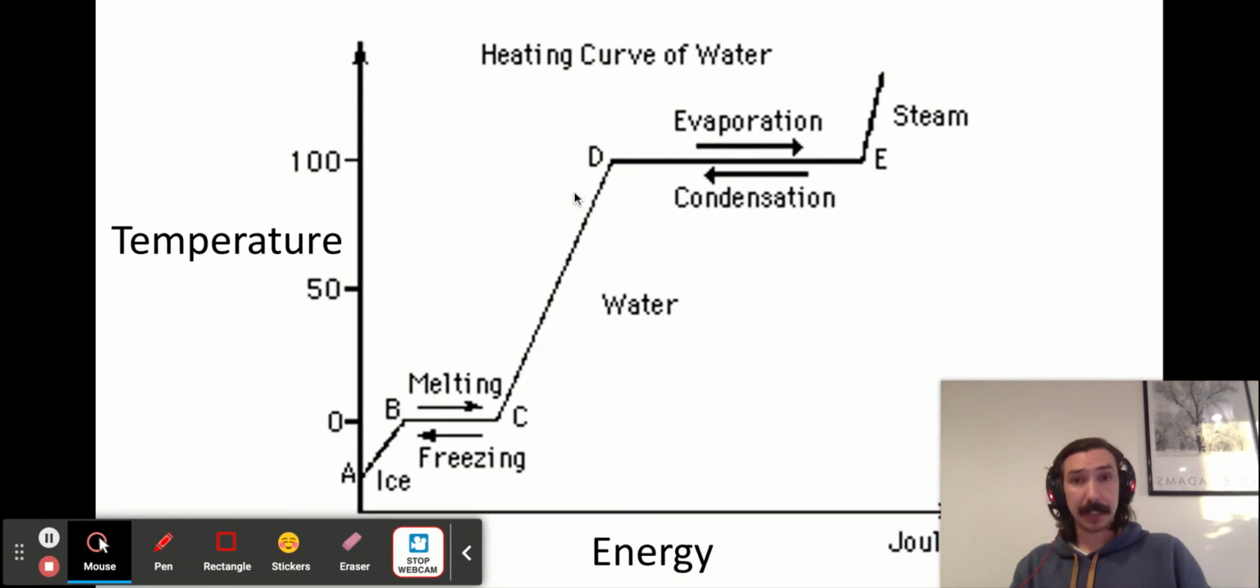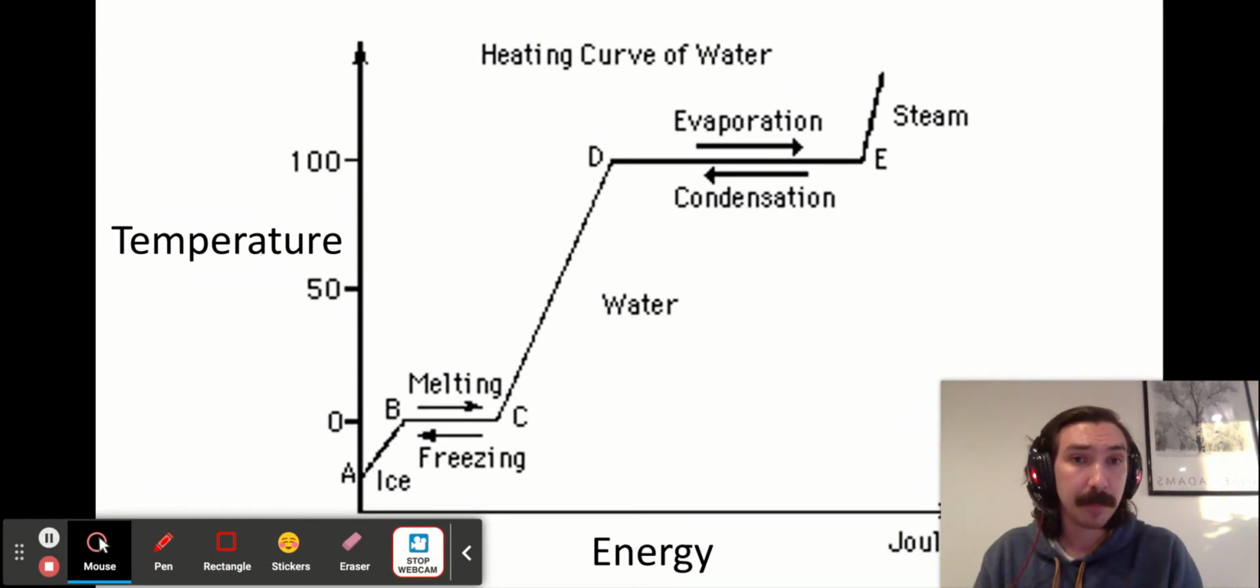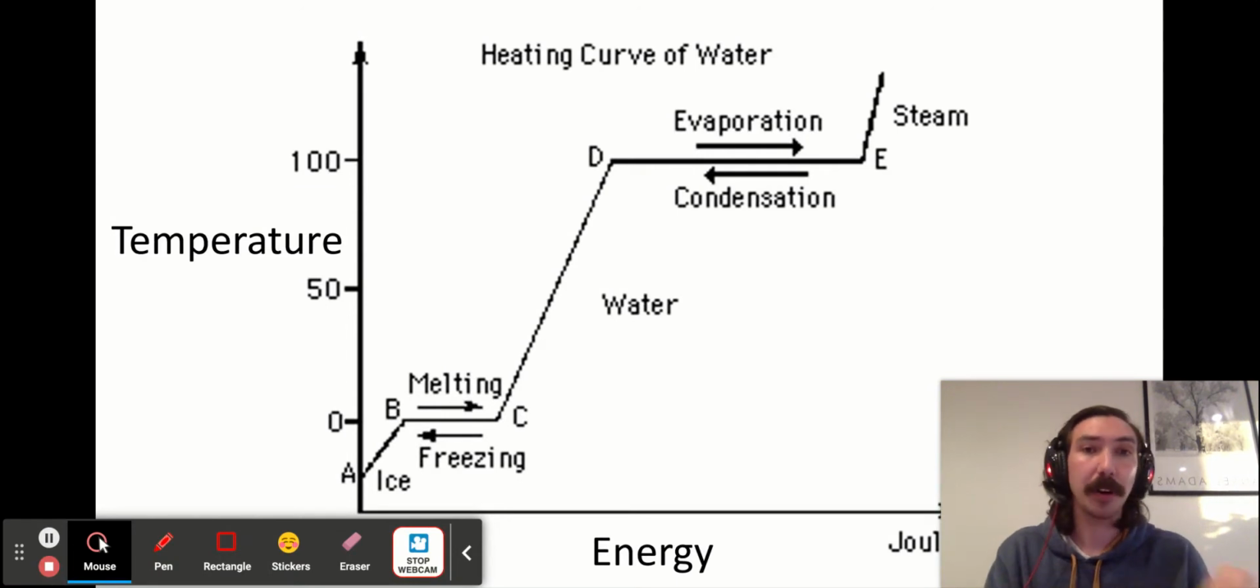Once we hit 100 degrees, and this goes with what I said earlier, it starts boiling. It doesn't get any hotter than that. All the energy added to it goes to turn the water into water vapor. It goes to boiling it. It doesn't go to increasing the temperature anymore.